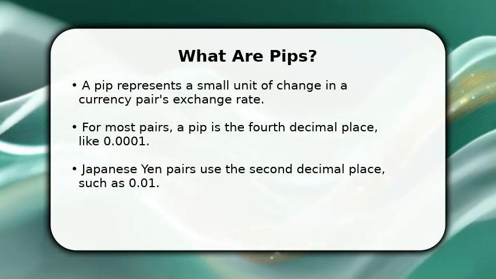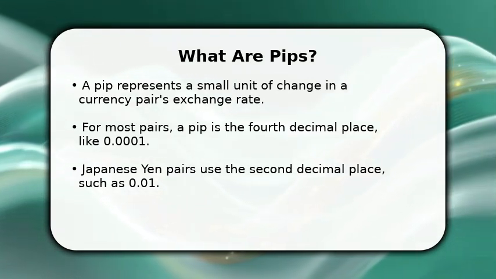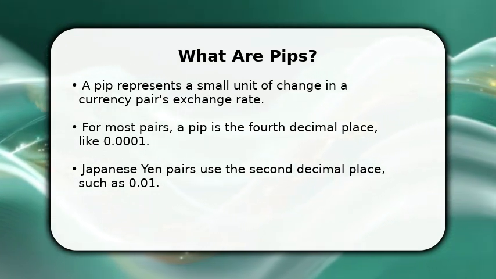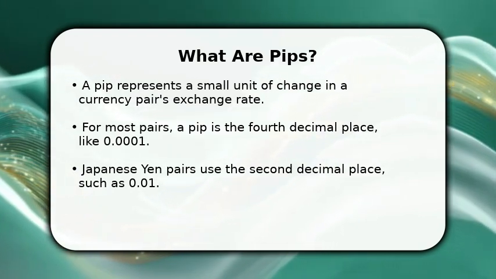In this video, I will explain how to calculate pips using TradingView. Understanding pips is crucial for forex traders to manage risk and calculate potential profits or losses. A pip, or percentage in point, is the smallest price movement a currency pair can make.